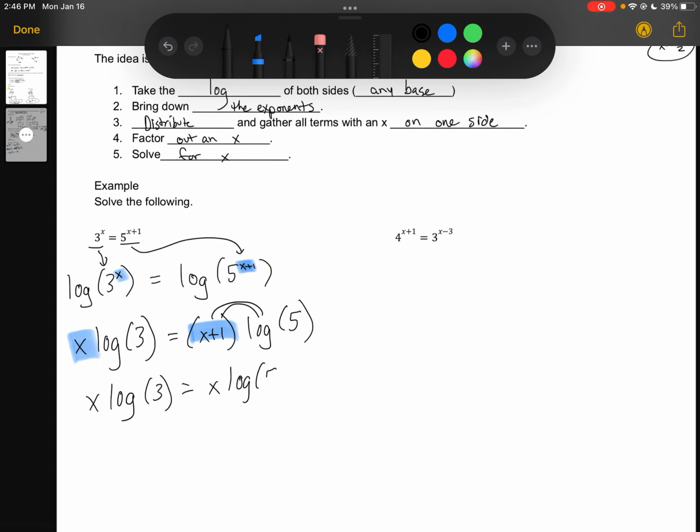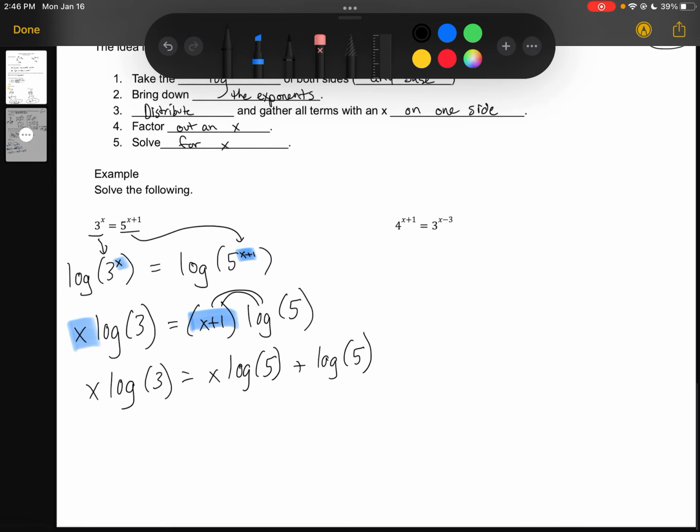Nothing to distribute. But for the second one, we'll have x times the log of 5 plus 1 times the log of 5, or just the log of 5. So by doing this, what we've done is we've eliminated parentheses. It makes things a little bit easier to work with, and now we can start to move parts around.